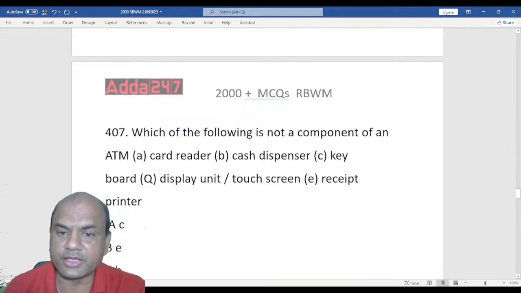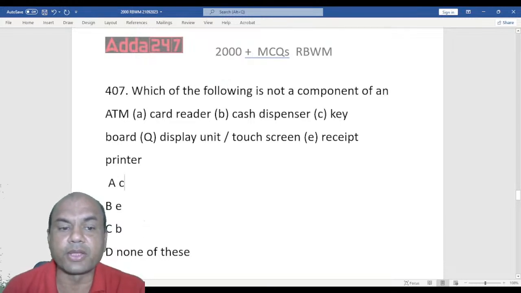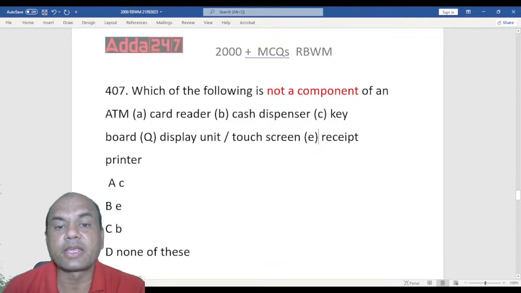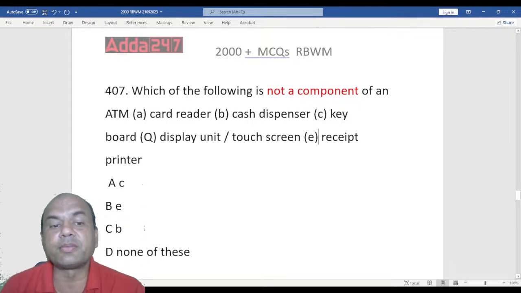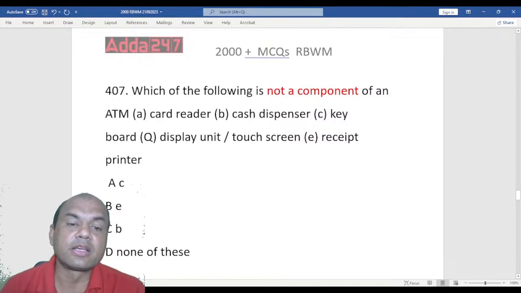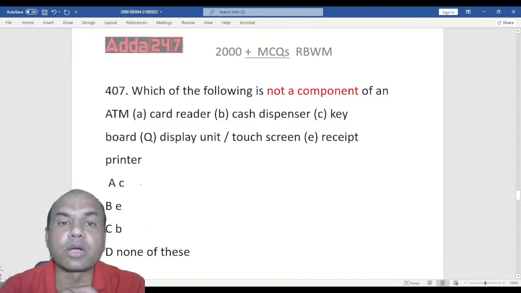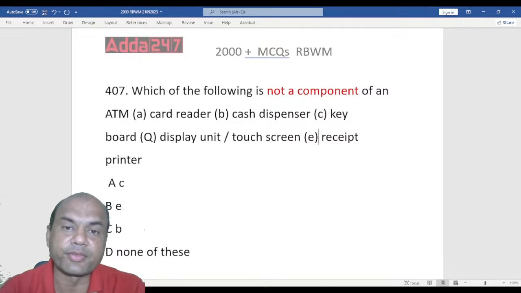Okay. Next one. Which of the following is not a component of an ATM? Card reader, cash dispenser, keyboard, display unit or touch screen, receipt printer. Which of them is not a component? Card reader. Is the card reader required in the ATM? Imagine if there is no card reader, what will happen? Will that ATM be able to read your cards? How will that ATM know who is the right customer? Right? So it is required.